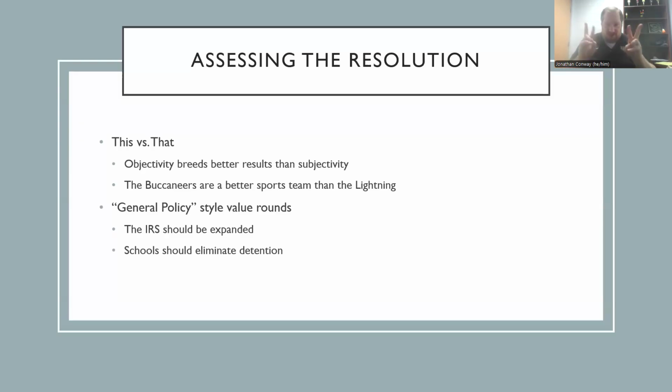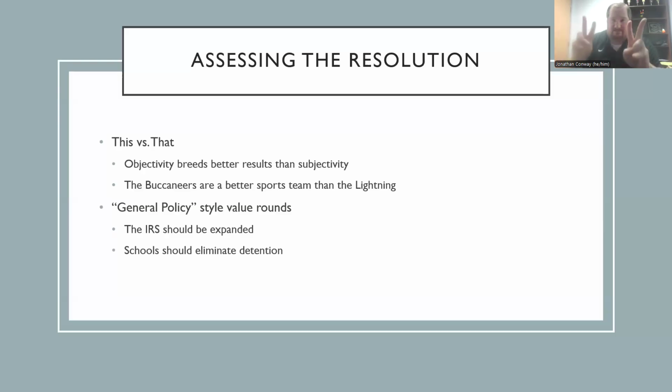Is it a general policy style resolution? I've heard that language used and I don't like it, but I think it makes sense. So, the IRS should be expanded. Not how should the IRS be expanded, not when, just an analysis that the IRS should be expanded would be a value round. You don't need a plan text, you don't need a specific policy, actor, agency, funding.